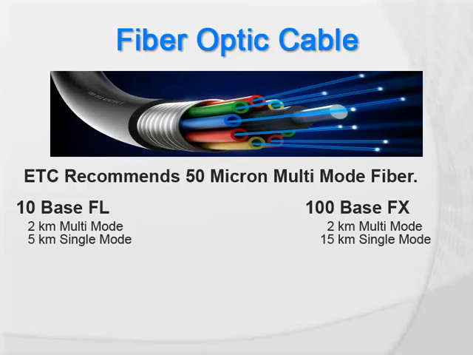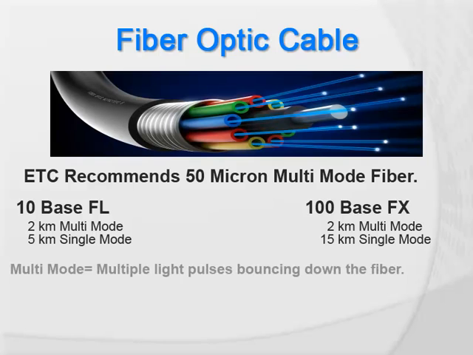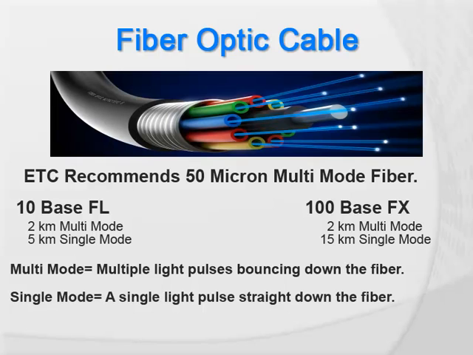Because of its high capacity and reliability, multimode is used for backbone applications in buildings and lighting systems. In multimode fiber, you have multiple light pulses that bounce along the fiber. In single mode, you have a single light pulse that travels parallel down the fiber line.